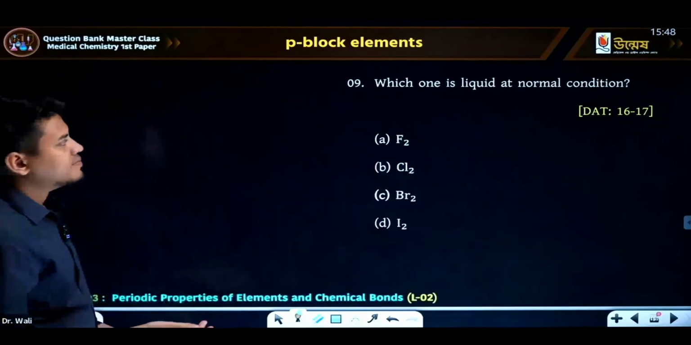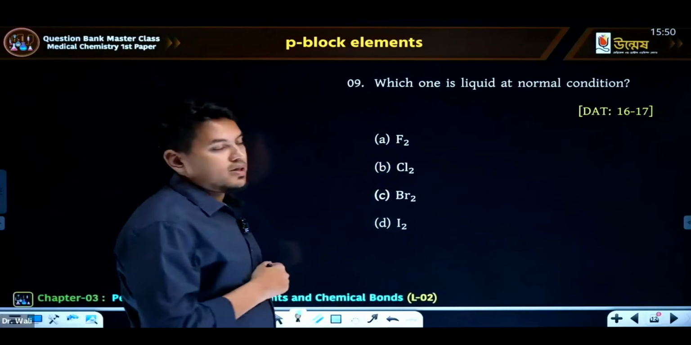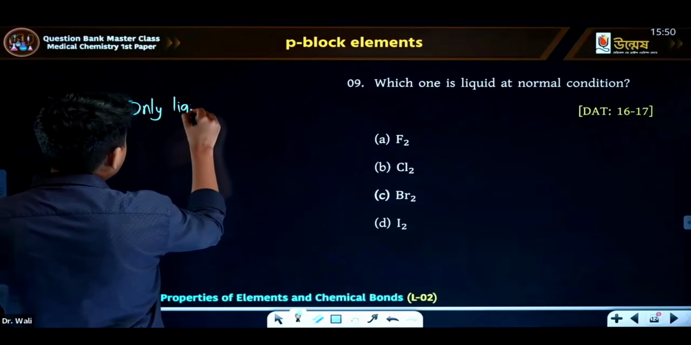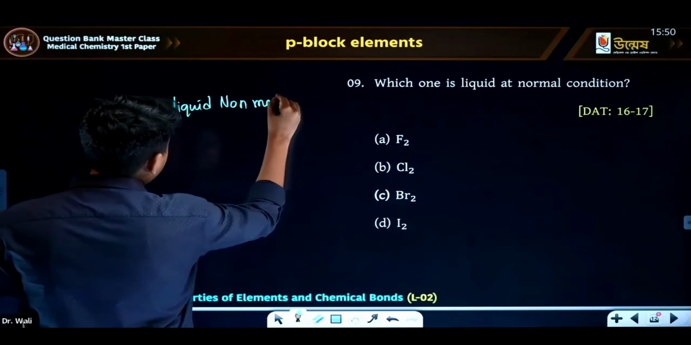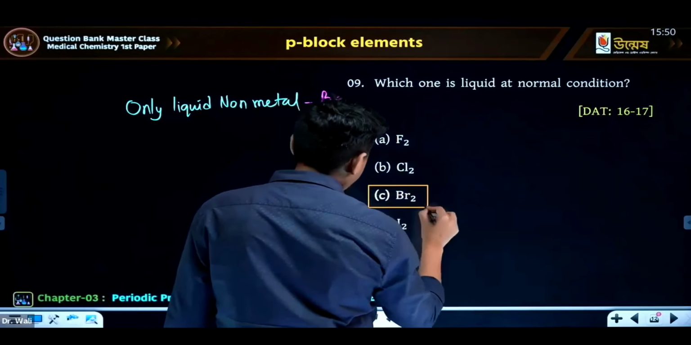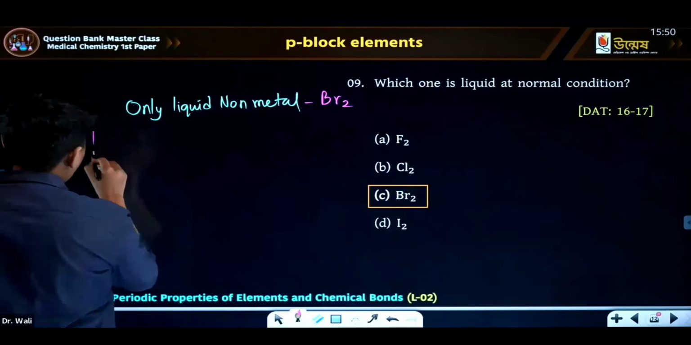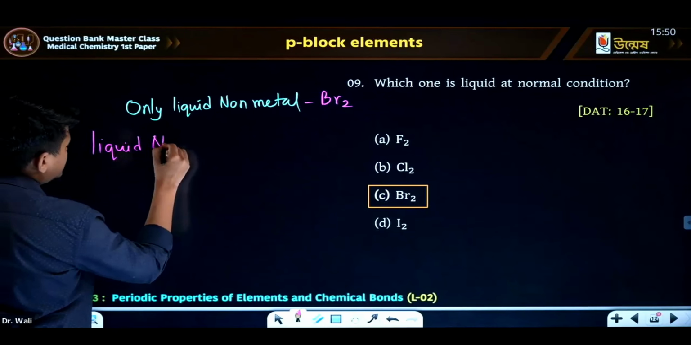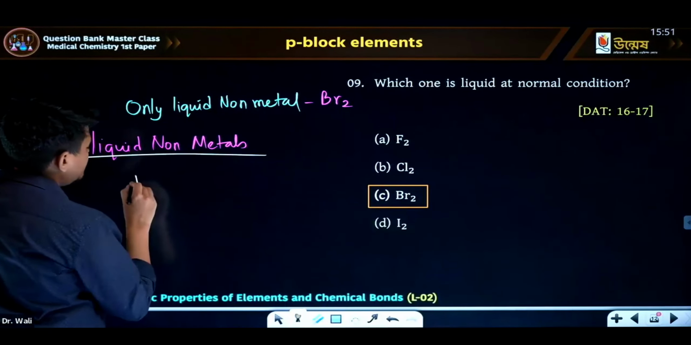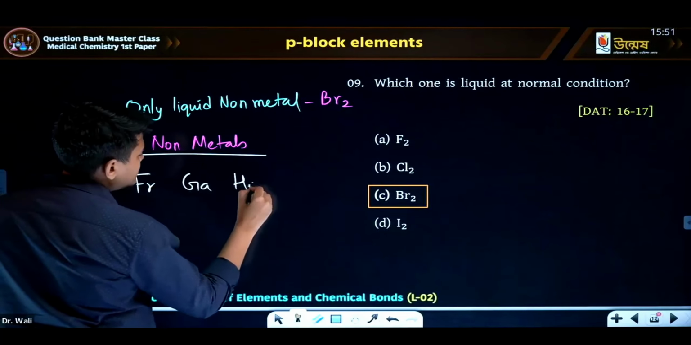Okay. Next slide. In this question, we can see which one is liquid at normal condition. As we all know, the only liquid non-metal is bromine. So the correct answer will be bromine. Now you might also wonder what the liquid metals are. Liquid metals can be memorized in this way: France, Gie, Haji, size.